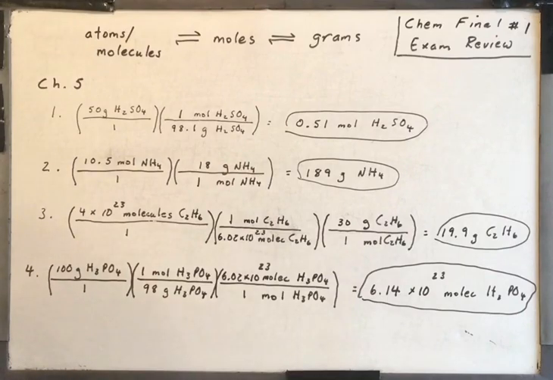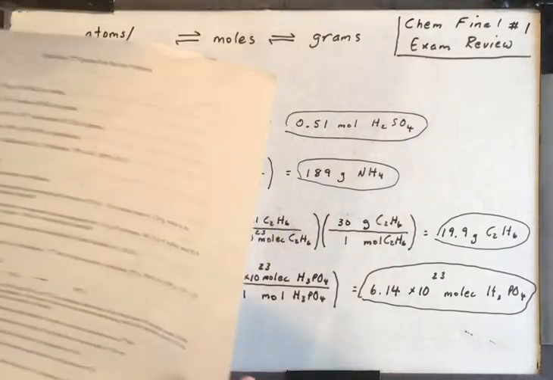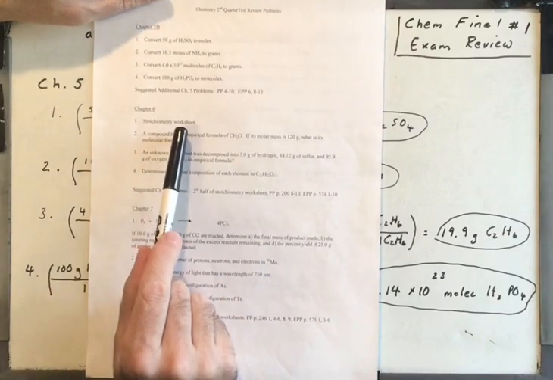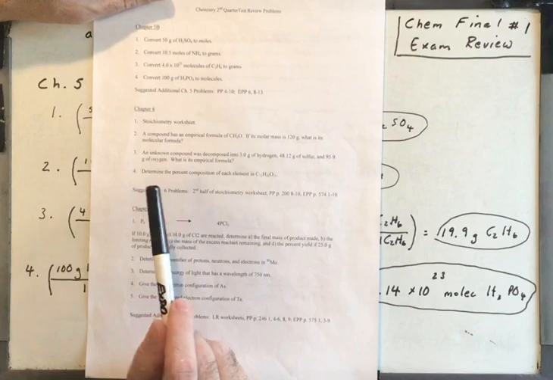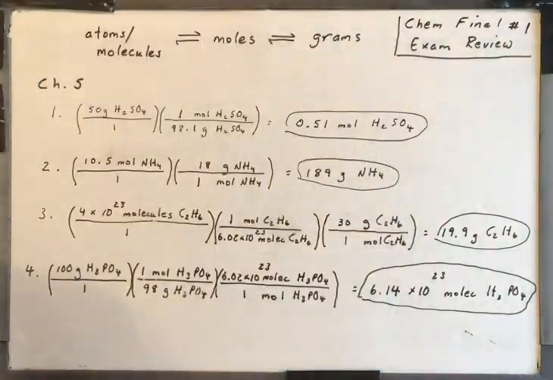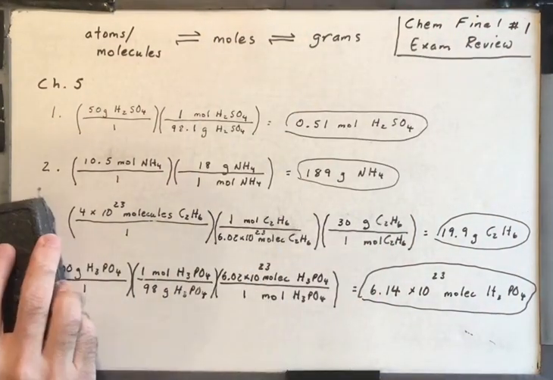Okay, so that does it for chapter 5. We're going to move on. The next one is the stoichiometry worksheet. That's going to get its own video. Okay, so I'm going to do 2, 3, and 4 from chapter 6. So pause the video if you're still writing on this, and we'll move on to chapter 6.